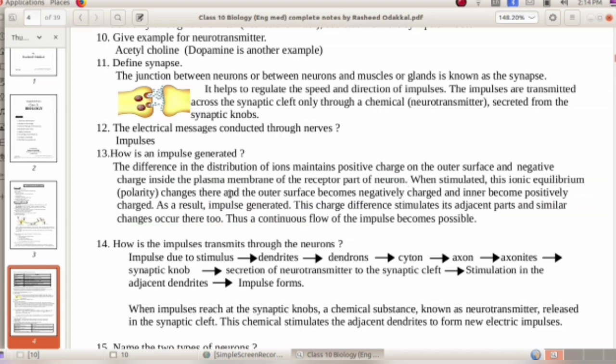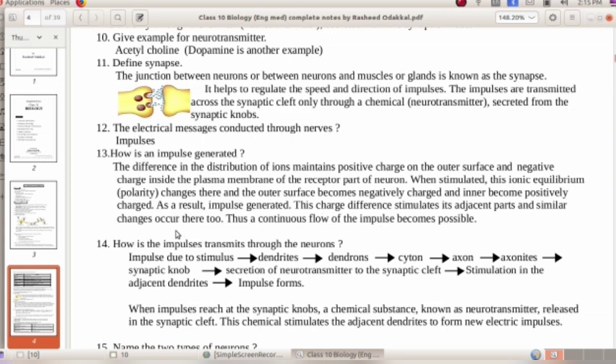When stimulated, this ionic equilibrium changes, and the outer surface becomes negatively charged and the inner becomes positively charged. As a result, an impulse is generated. This charge difference stimulates its adjacent part, and similar changes occur there too. Thus, a continuous flow of impulses becomes possible in the neuron.